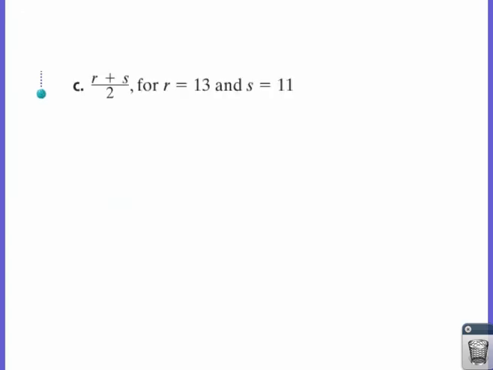Okay, so what if I were to give you this one? Oh, this one's kind of tough. Well, one thing I want you to notice is we've got multiple letters. Okay, so in this particular one right here, we've got R plus S, and this big bar right here says that I need to take the answer to that top part and divide it by 2. Okay, so we're going to plug in our R, which is 13, plus plug in our S, which is 11, and I'm going to take the answer to that and divide it by 2.